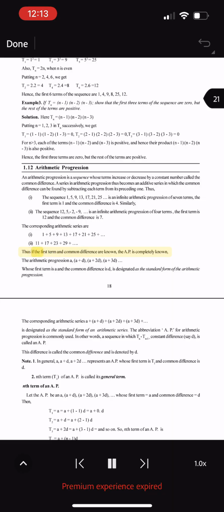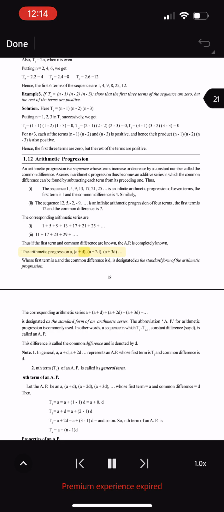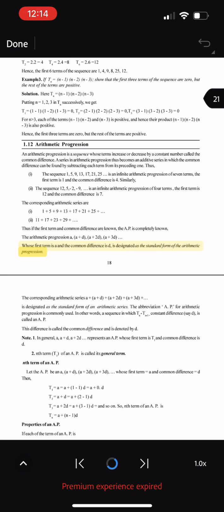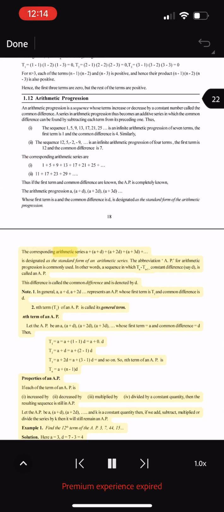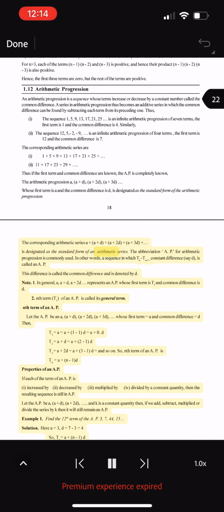Thus if the first term and common difference are known, the AP is completely known. The arithmetic progression a, a plus d, a plus 2d, a plus 3d, whose first term is a and the common difference is d, is designated as the standard form of the arithmetic progression. The corresponding arithmetic series a plus (a plus d) plus (a plus 2d) plus (a plus 3d) plus and so on, is designated as the standard form of an arithmetic series.